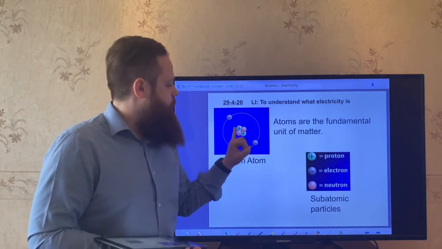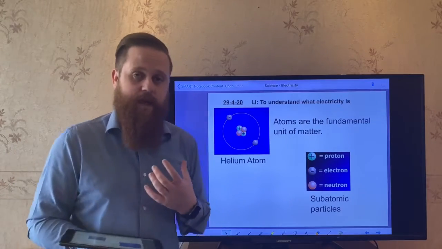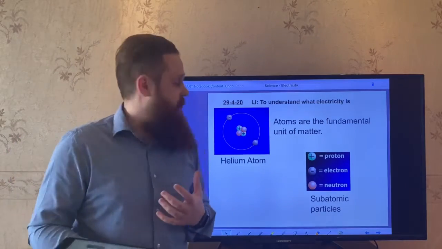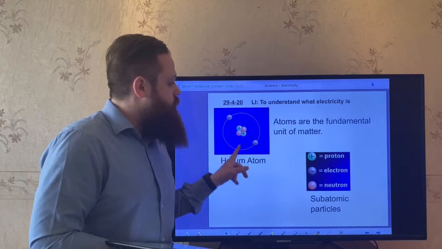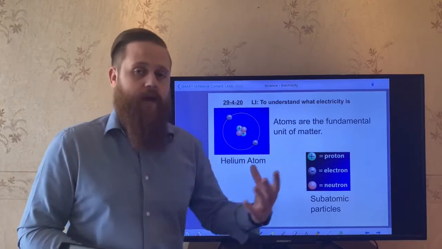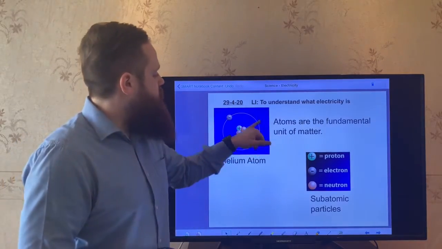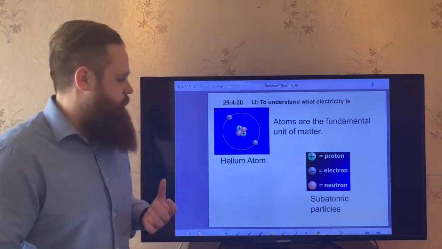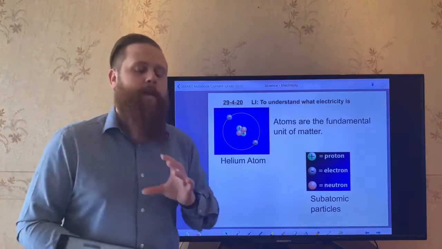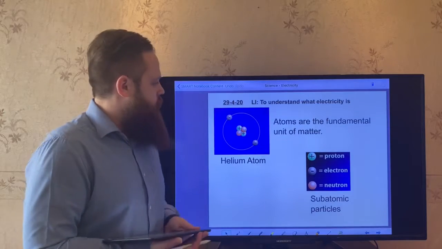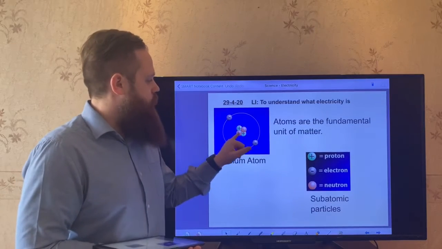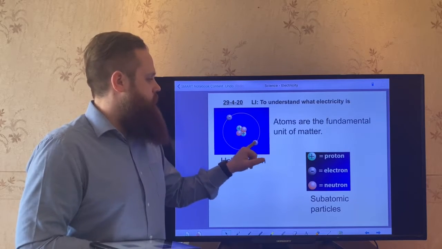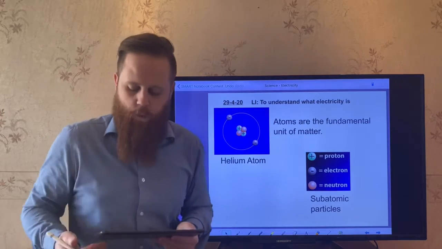The protons here are positively charged. They are positive. The neutrons are neutral. They don't have any charge. And the ones going around the outside, orbiting around, like the Earth orbits the Sun, these ones here are electrons, which are negatively charged. And these are the subatomic particles. So we've got protons, neutrons, and electrons. Positive, neutral, and negative.